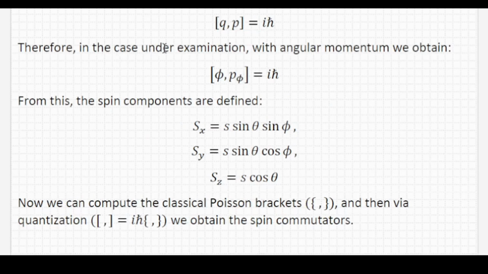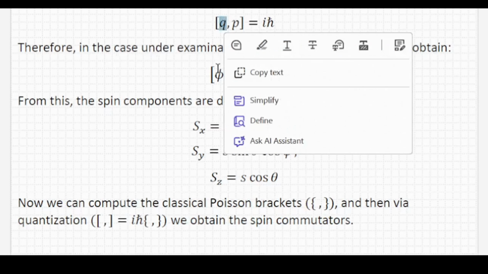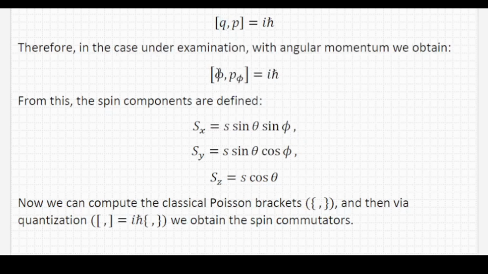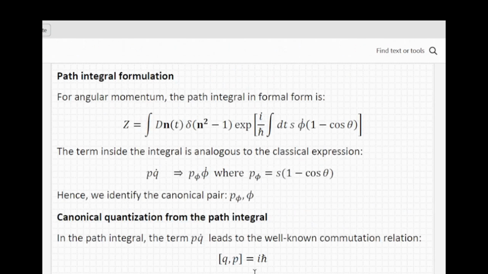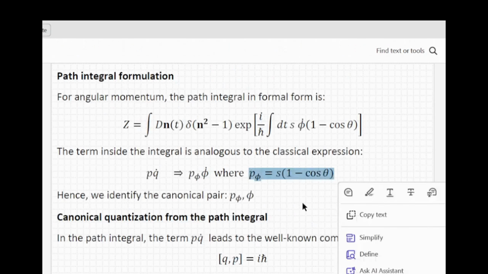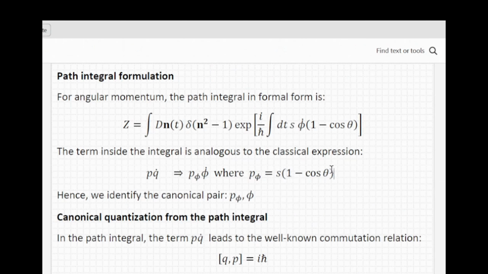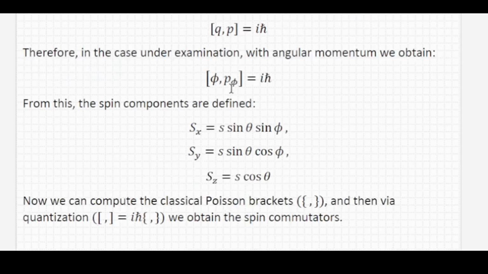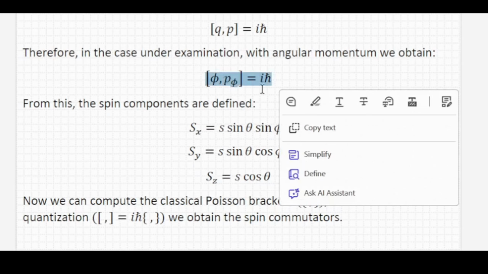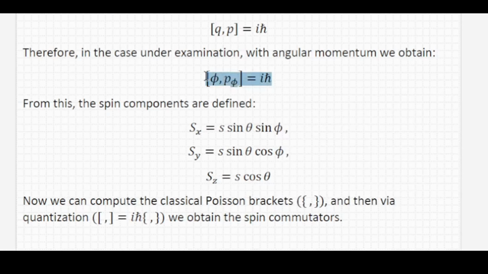Now, in our case, we have to replace q with the position, which in the specific case of angular momentum is simply phi, whereas the momentum p is replaced by p sub phi. We defined earlier this p phi as s times 1 minus cosine theta. So p phi is a function of theta, and we have the commutation relation between phi and p phi equal to i h bar.